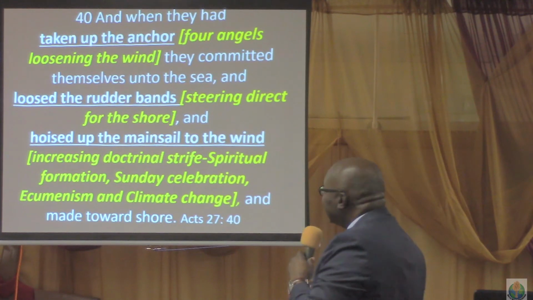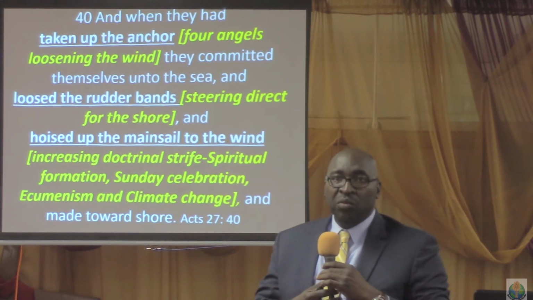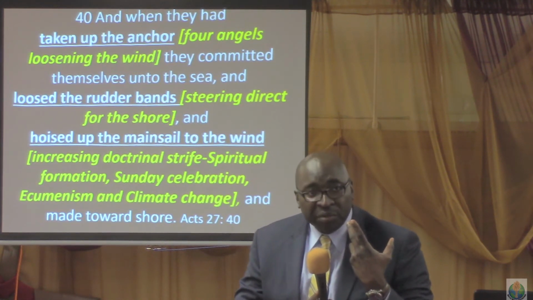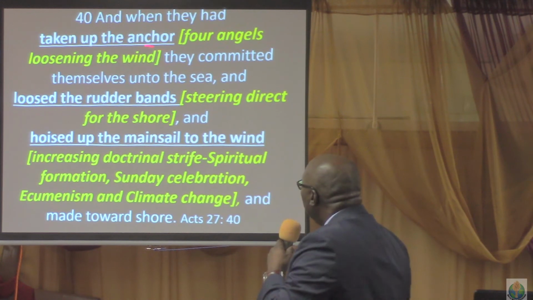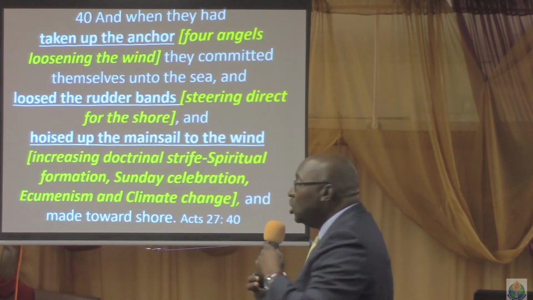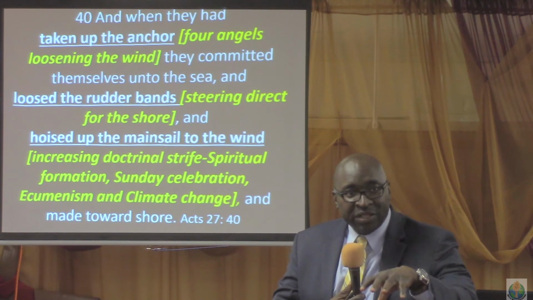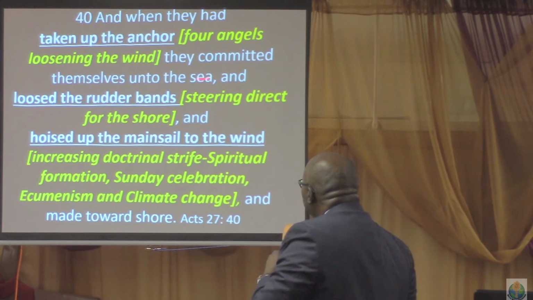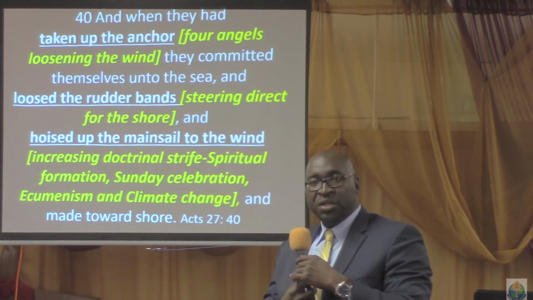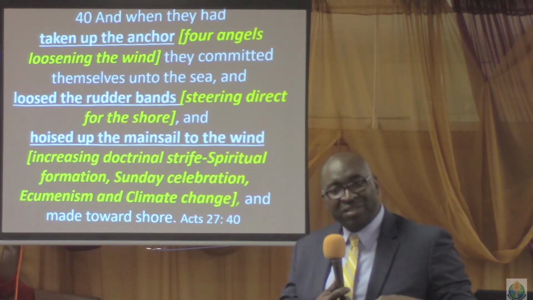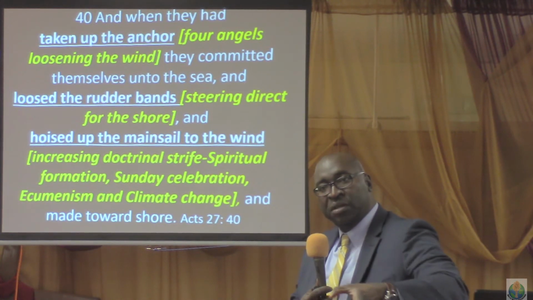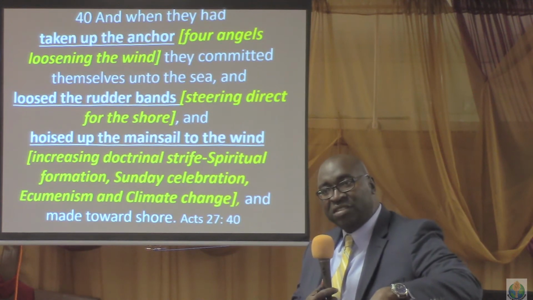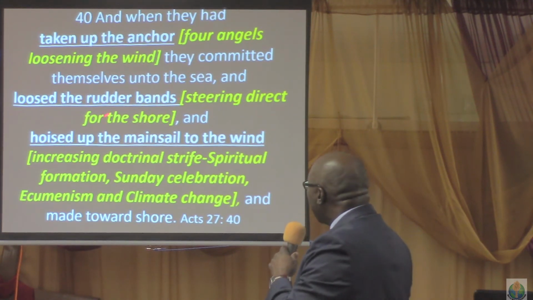And we saw that a time has come when the anchors are being what? Risen up, lifted up. And we saw that the 4 angels are loosed in the wind of strife, even in our present time now. And they committed themselves unto the sea, and they loosed the rudder bands. We discussed rudder bands this morning. The rudder bands were used for what? The rudders were used for steering the ship. So when the rudder bands were loosed, the rudders were what? Into the sea to what? Steer the ship. Steering directly for the shore.